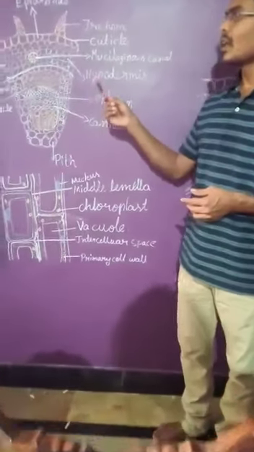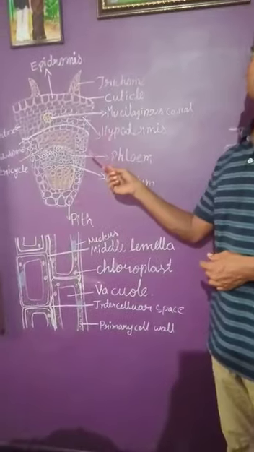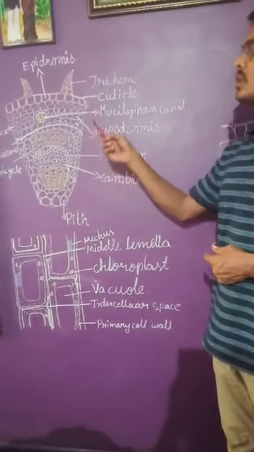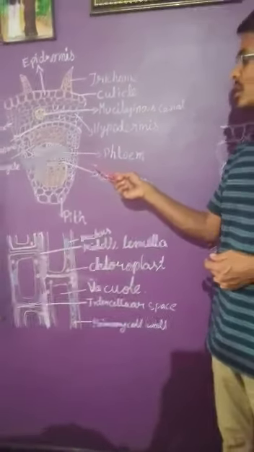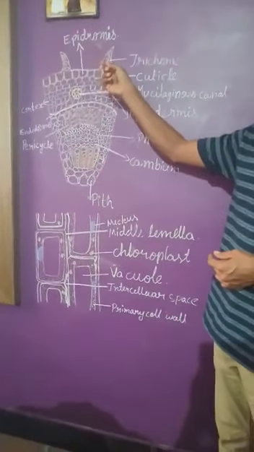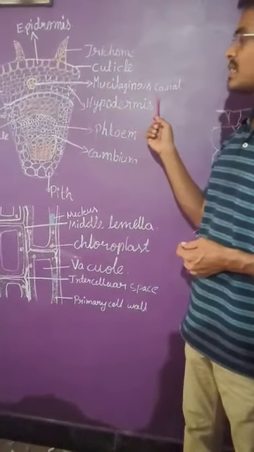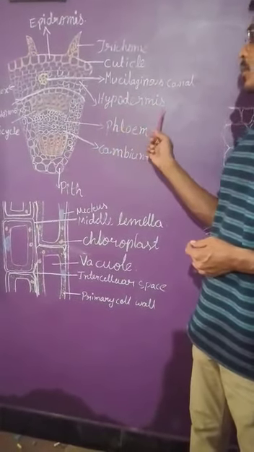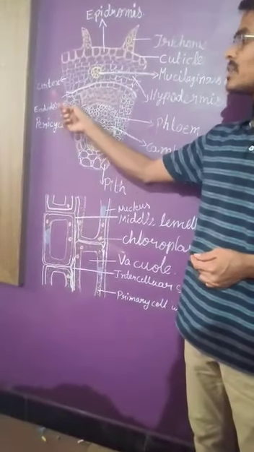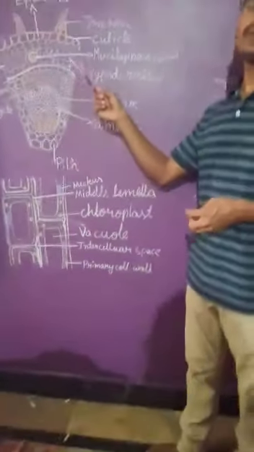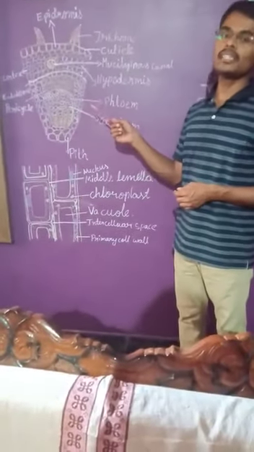Look at this one. I am going to take the section of the stem to explain the simple permanent tissue. Some different parts are already drawn over this wall. Look at this one. Epidermis, the trichome, cuticle, mucilaginous canal, hypodermis, phloem, cambium, pith, pericycle, endodermis and the cortex. These are the important parts we can see in a simple permanent tissue.